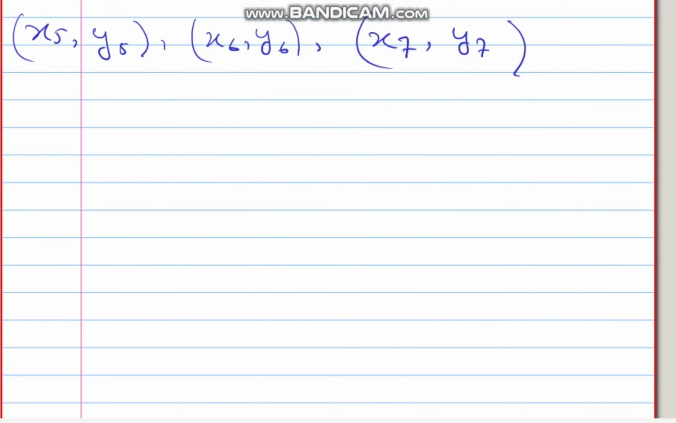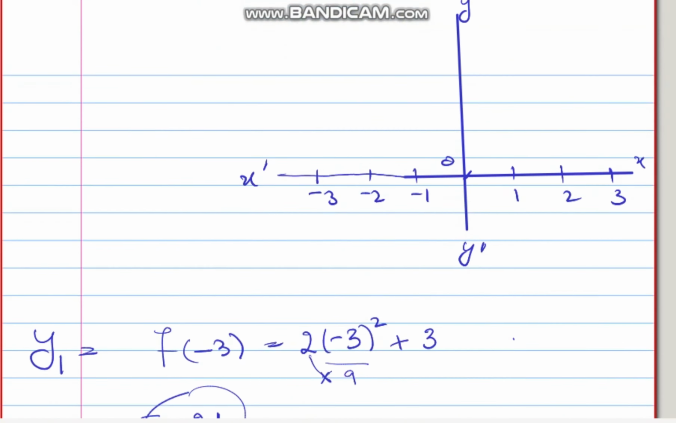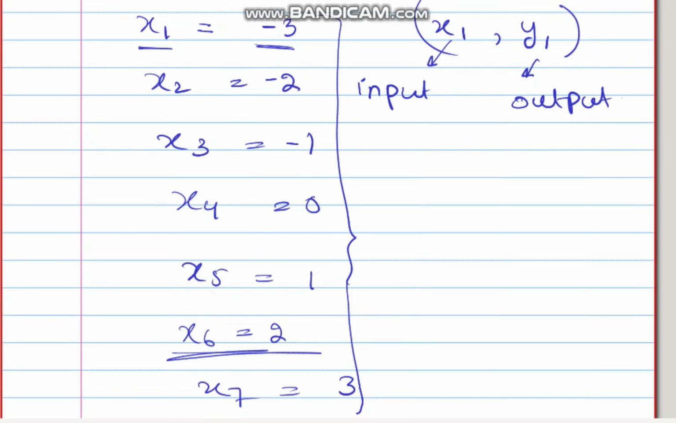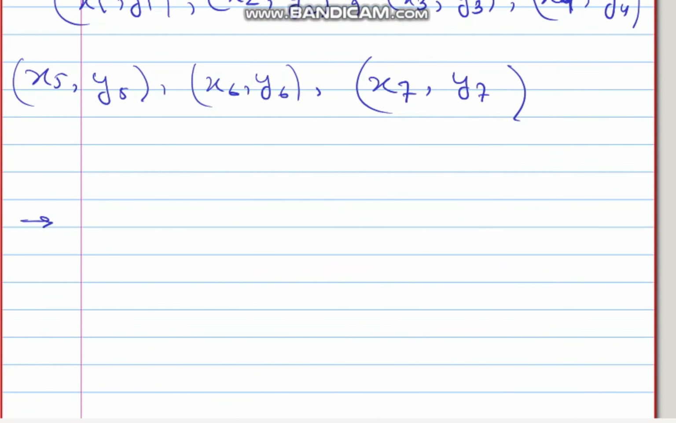Now please just put the values instead of this. What is the value of x1? Move back and check the value of x1. The value of x1 is minus 3, x2 is minus 2, x3 is minus 1, x4 is 0, and so on. So I will just put these values. Similarly, y1 is what? Y1 is 21. I will write this like this. X1 is minus 3 and y1 is 21.